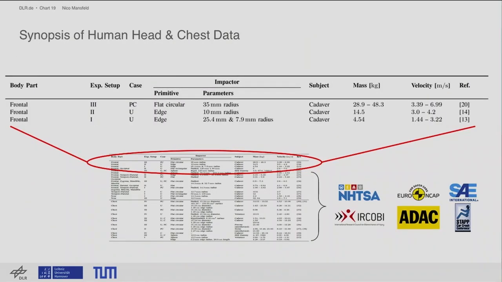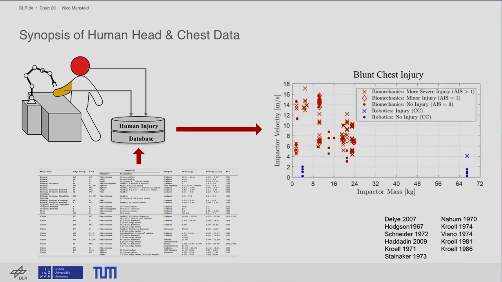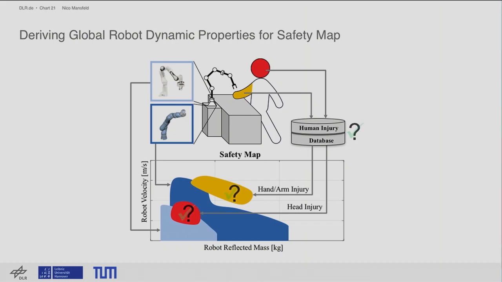Okay, and so using this classification, we collected a lot of biomechanics data from over 50 years of biomechanics research, and we summarized all of them according to this classification, and we stored all the data in a database. And from this database, again, we can generate these mass-velocity representations that we need for the safety map. So now we found the mass-velocity representations of human data. So how about the robot?